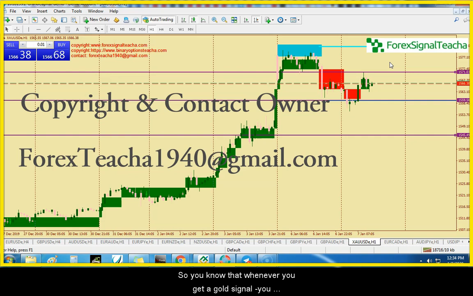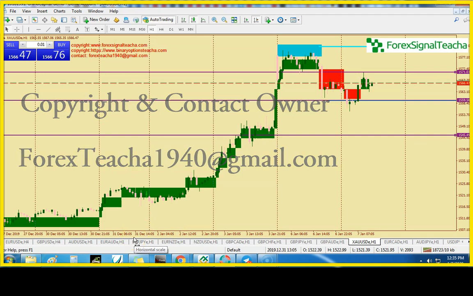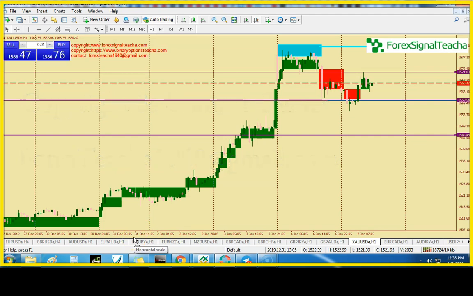So you know that whenever you get a gold signal there, you should also go and check if there's an Aussie and New Zealand dollar out there, so that you know exactly where the direction is going. Most of the time you find out that 99% or 95% they will go in the same direction. All right, so there's also a negative correlation.